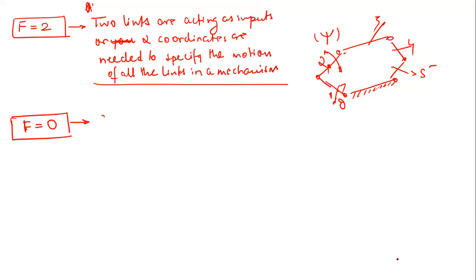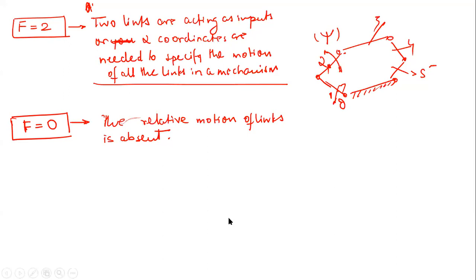See, if the degree of freedom of any mechanism is 0, that simply indicates the relative motion of links is absent. So this is very obvious.